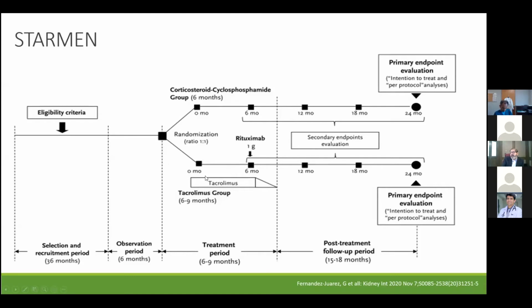Now TAC was maintained for 6 months and then tapered over a period of 3 months. So everybody was off TAC by about 9 months. The targets that they used were 12-hour trough targets of 5 to 7 nanograms per ml. And the cyclical therapy was pretty standard and was completed by about 6 months. At 6 months, when you started tapering the TAC, a gram of rituximab was given. So just 1 gram of rituximab was given, right?